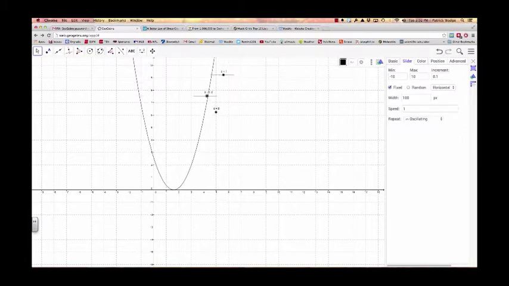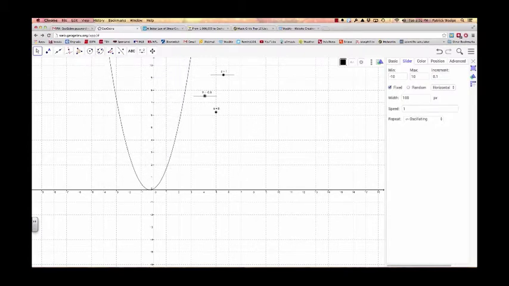Let's go back to the starting point, and I bet you can guess what's going to happen when I make h negative. When I make h negative, it goes down to the left here. Let's go down to h equals -4, and you can see the vertex is now at -4, 0. So that's pretty easy to understand.